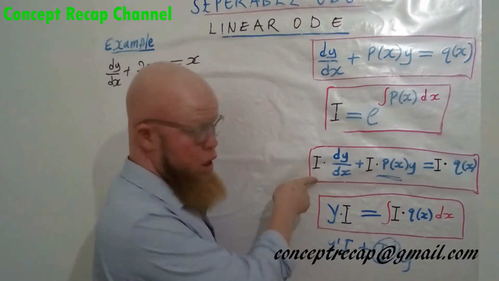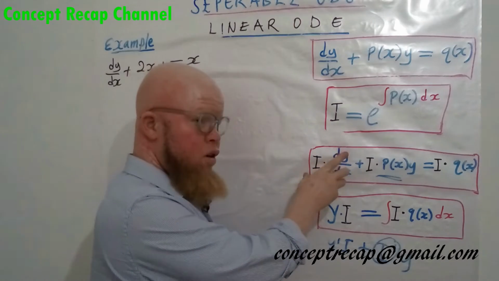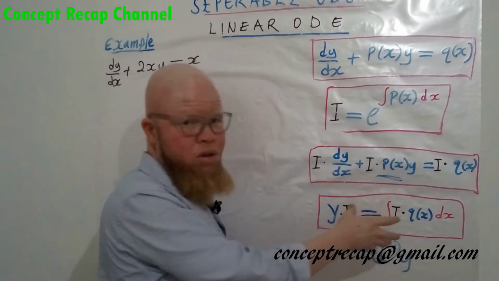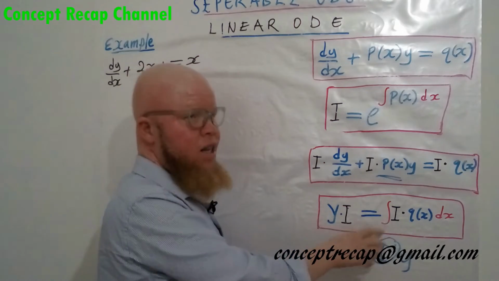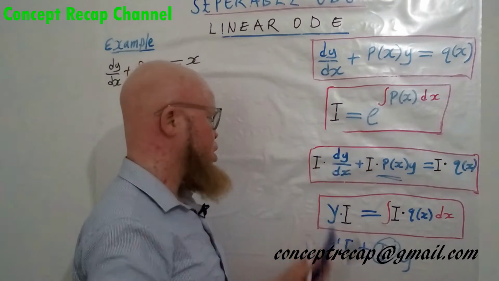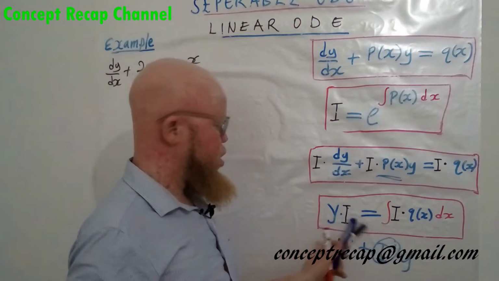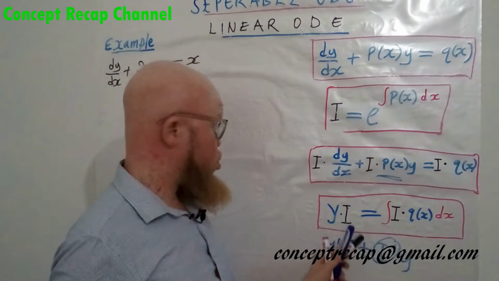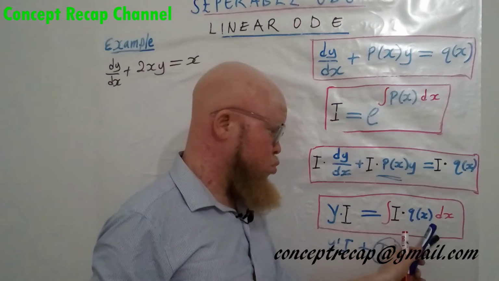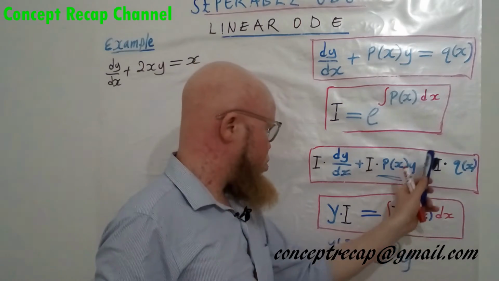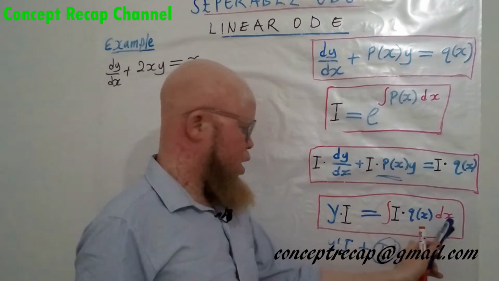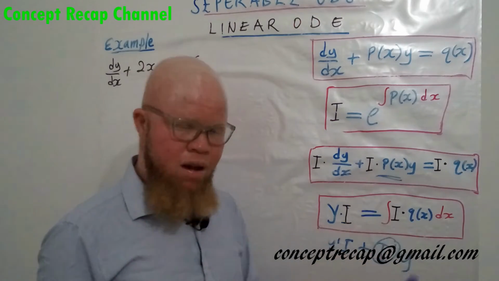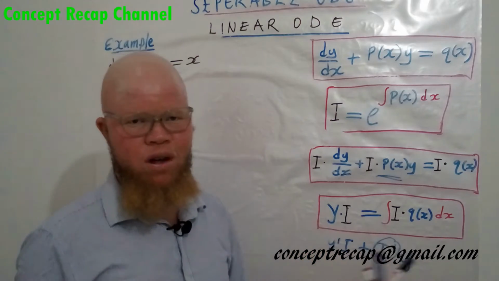So if you reach this stage where you are integrating both sides, what you have to do is just jump and write y times I. That's the integration of the left hand side. It's just y times I, as you have seen here. That is equal to the integral of the right hand side, which is I times q of x, and it will look like this. So you find the answer, then you make y the subject, substitute the formula, and you have solved.